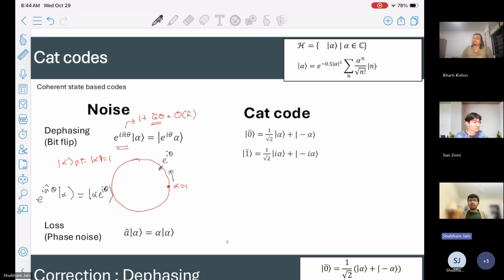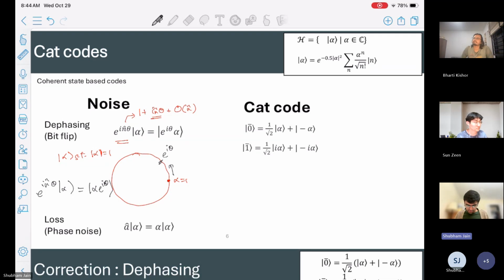Notice that this is not a phase factor anymore because this is not outside the ket. This is actually changing the state internally. Like this is not just giving you a phase on the state, but it is actually changing the basis state. And the loss noise is the same thing. It is just implemented by these annihilation operators. So let's see this first example of a cat code.